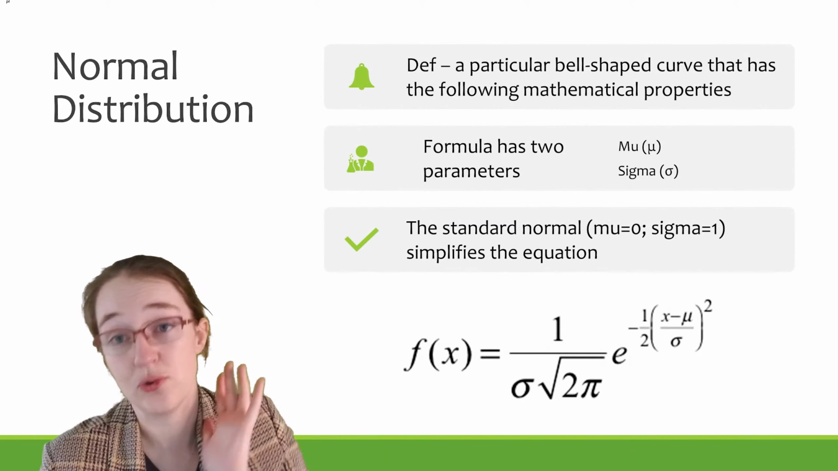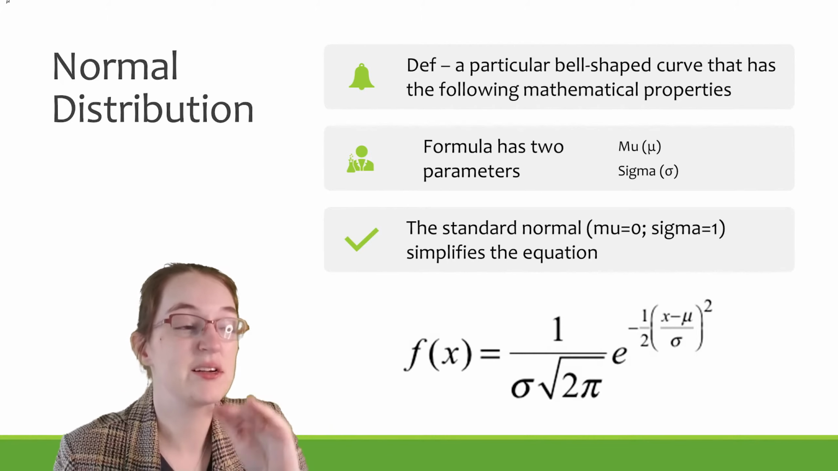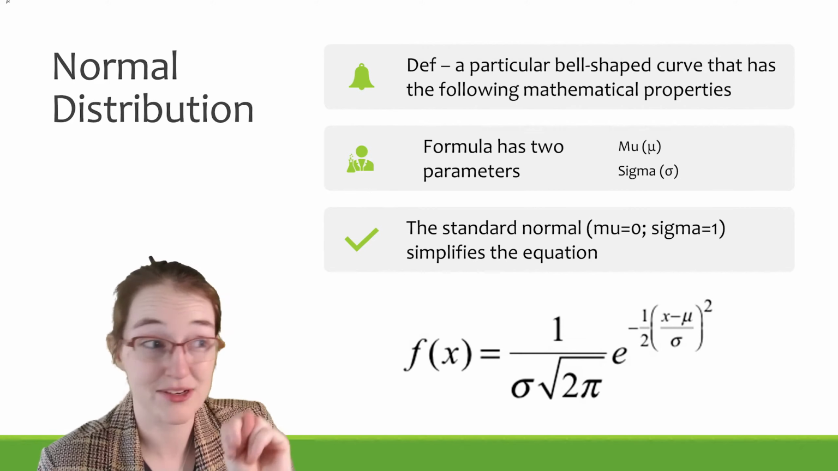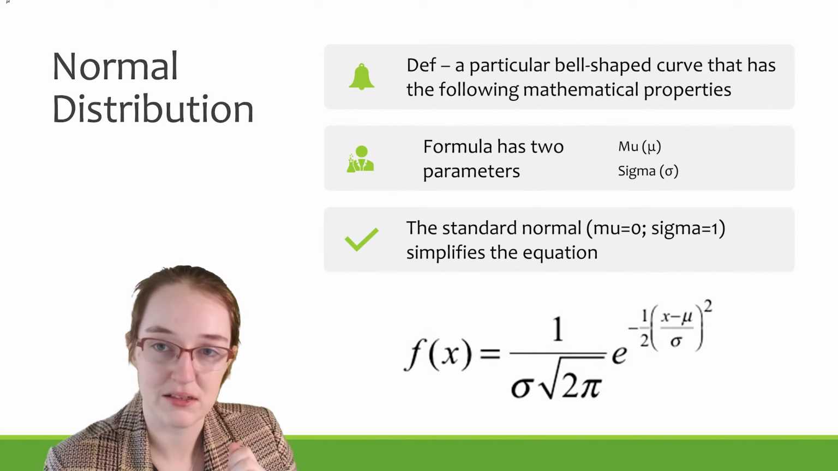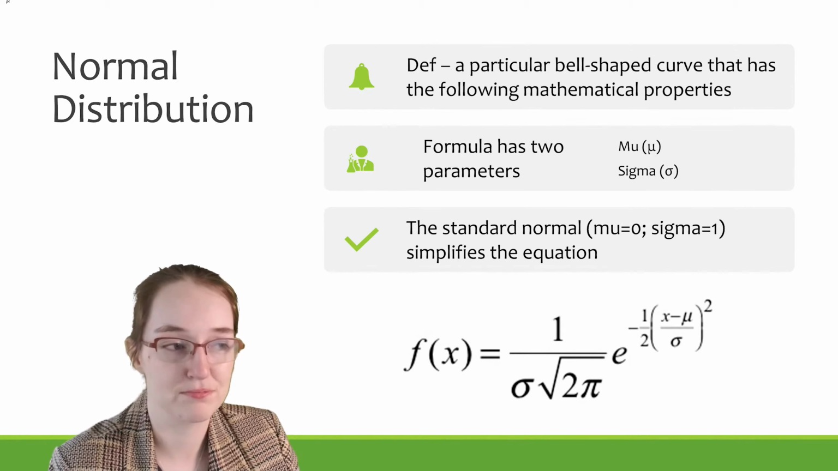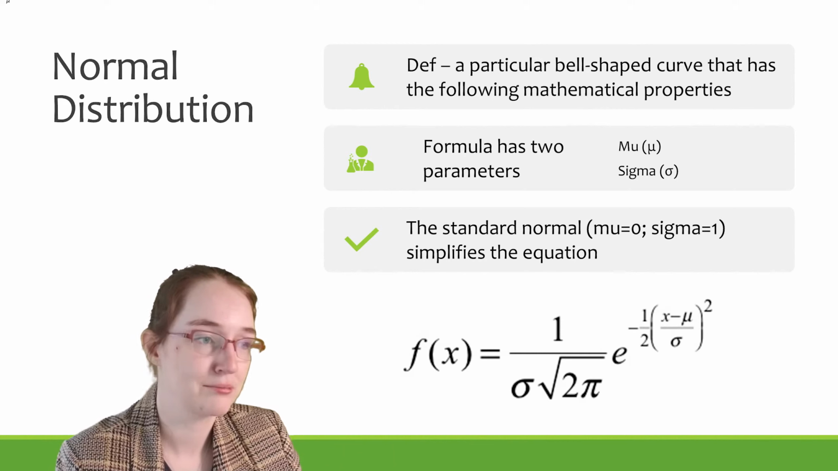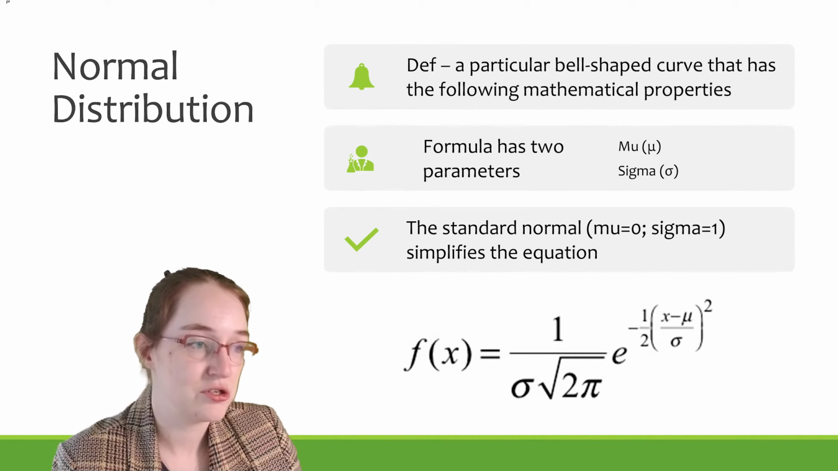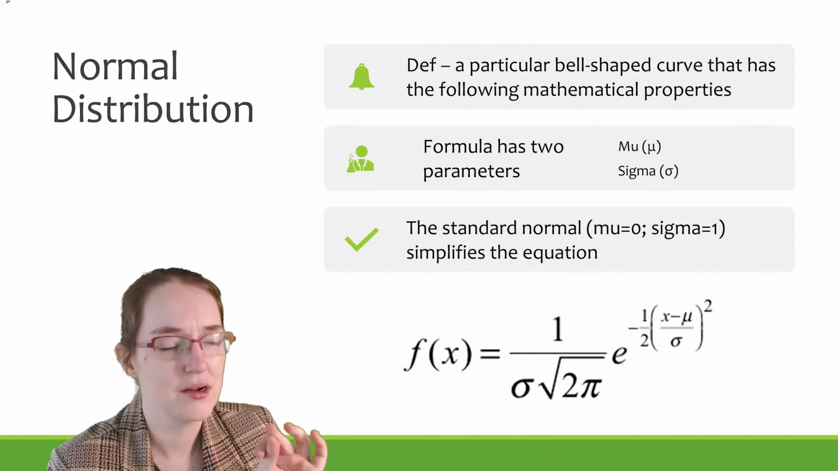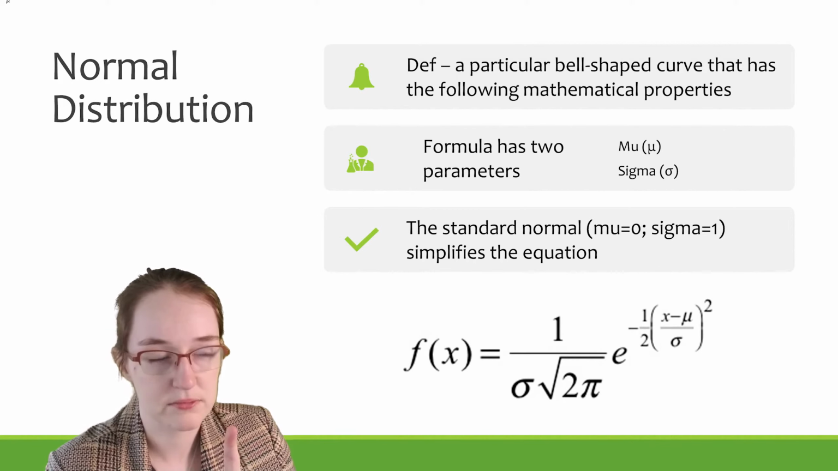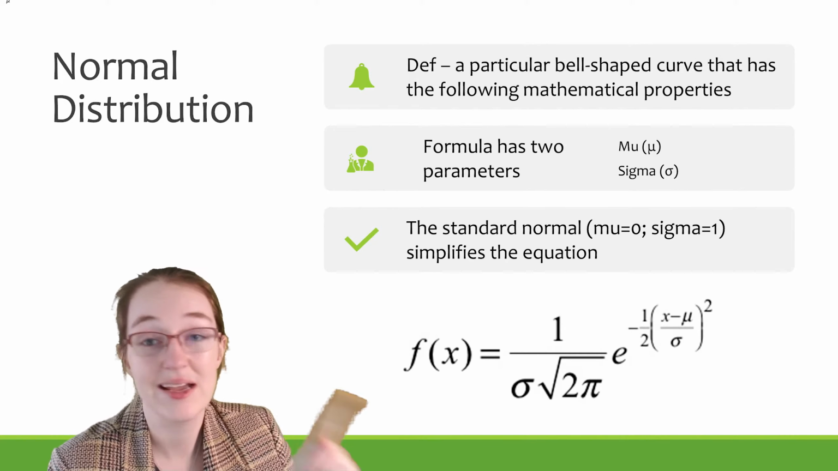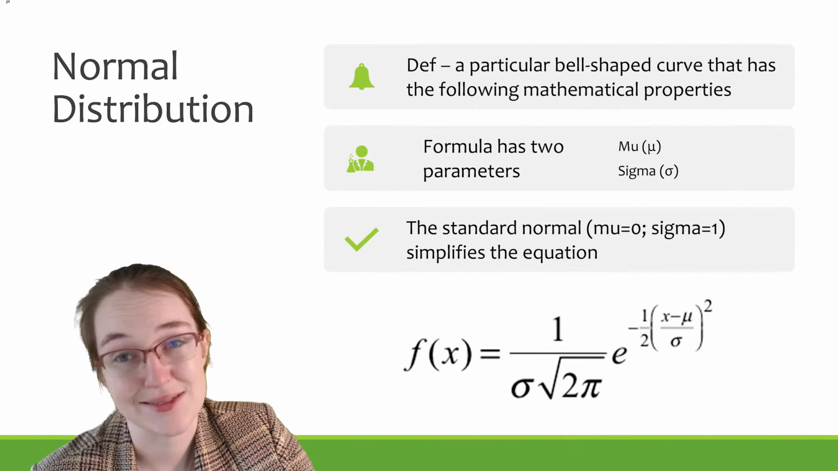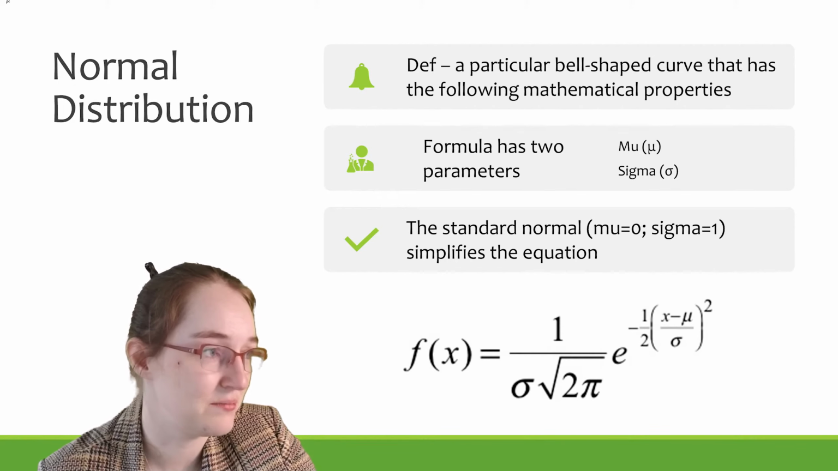All right, so the normal distribution. It's a particular bell-shaped curve that has really nice math properties. It has two parameters, mu, pronounced like the Pokemon, and sigma, which is pronounced like the Greek letter. The standard normal simplifies that equation to this really nice form. If you plug in mu is 0 and sigma is 1, this equation gets drastically simplified. And we tend to like simplifications in statistics as much as possible.